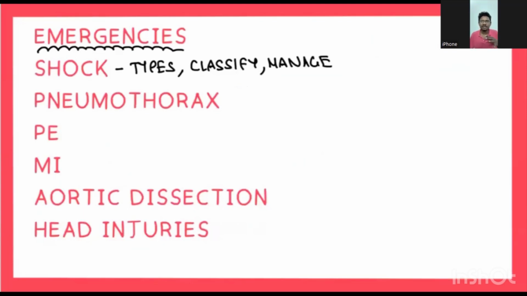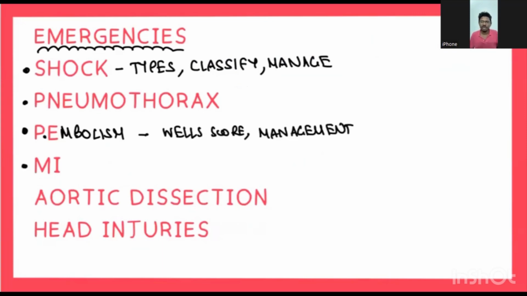First is shock, the types of shock, how to classify a shock, like cardiogenic, obstructive, distributive, all those types of shock, how to classify, and how to manage each type of shock, you should be knowing. Next is pneumothorax. Pneumothorax and ICD insertion are again a repetitive question. Next is pulmonary embolism. In pulmonary embolism, they have asked about the Wells score. So just have an idea about what the Wells score is, how to manage a case of pulmonary embolism, whether it's massive, submassive, or small PE.